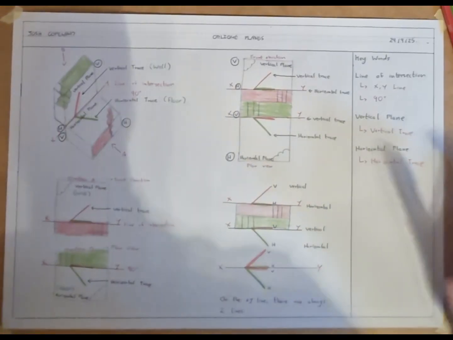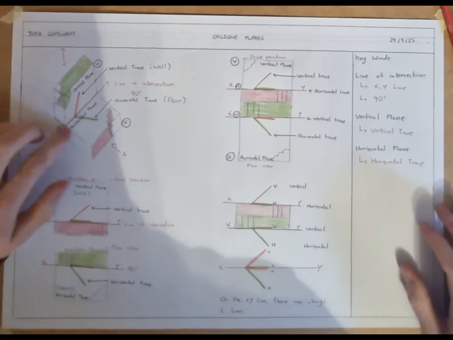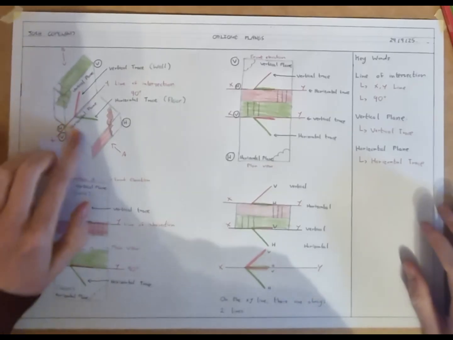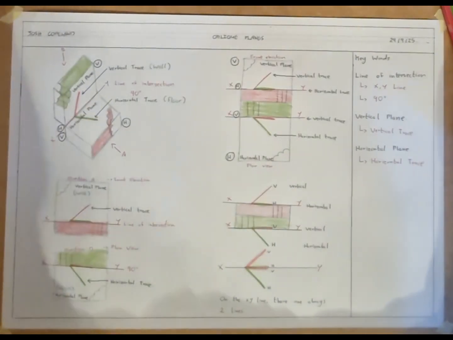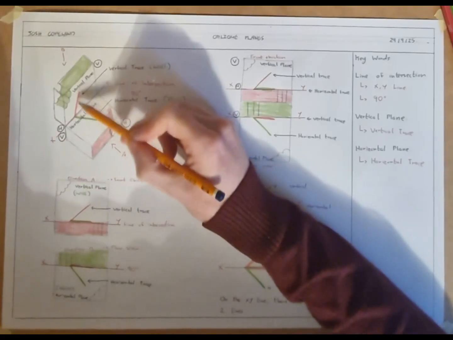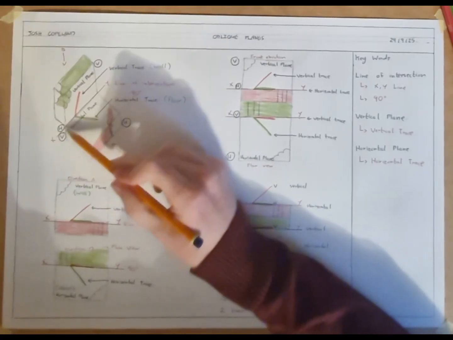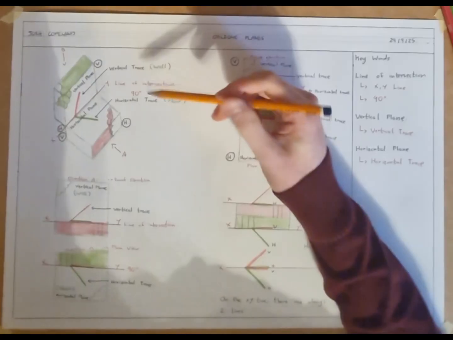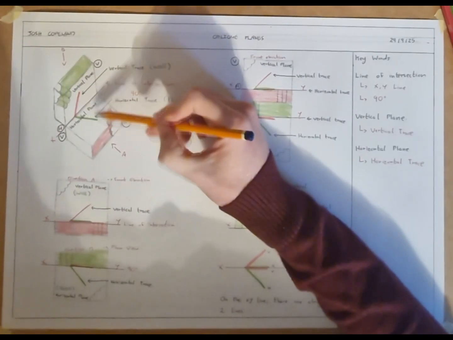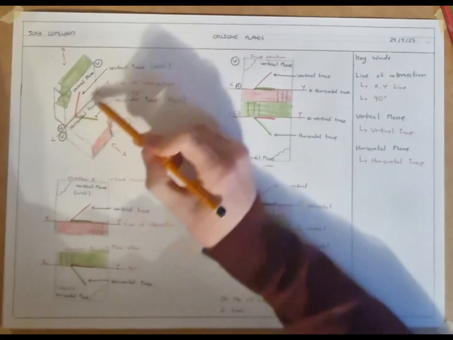So just to have a quick recap, we started off with our isometric view up here depicting our horizontal and vertical planes, and on our vertical plane we have got our vertical trace, and on our horizontal plane we have our horizontal trace. Looking in the direction of arrow A, we see our vertical trace as a line, and we see our horizontal trace as a line on the XY line. In the opposite direction, when we look in the direction of arrow B, we see our horizontal trace in full, but we see the vertical trace as an edge view, therefore it lands on the XY line.